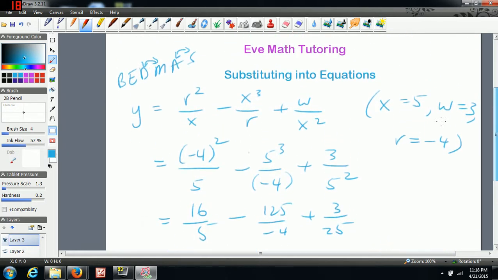Okay, so just a quick example on substituting into equations. Basically, you just take the value that you're given and substitute it into the variable, and make sure to keep the exponents, use brackets, and then once you have everything substituted, you simplify the equation by using BEDMAS, so the order of operations. Okay, so that's basically all you have to do there.